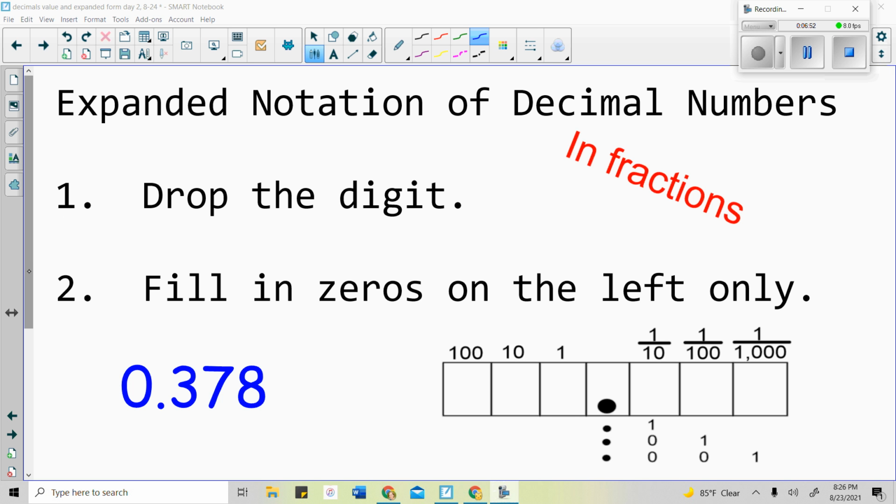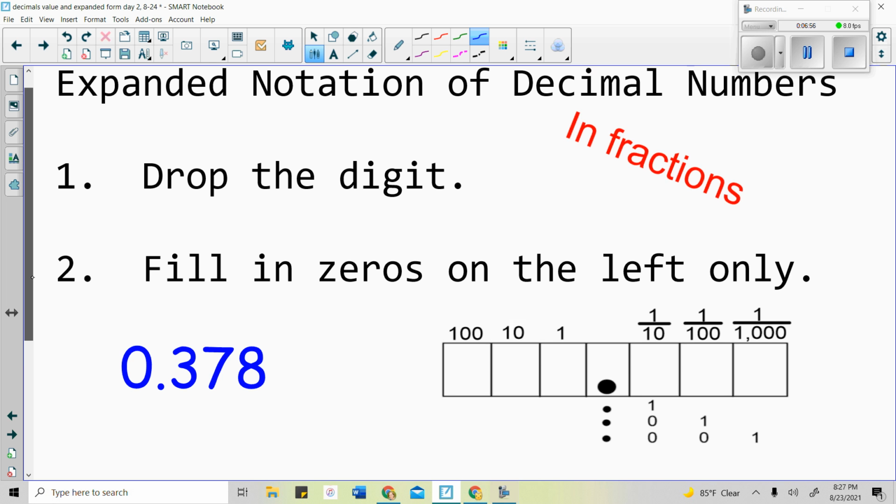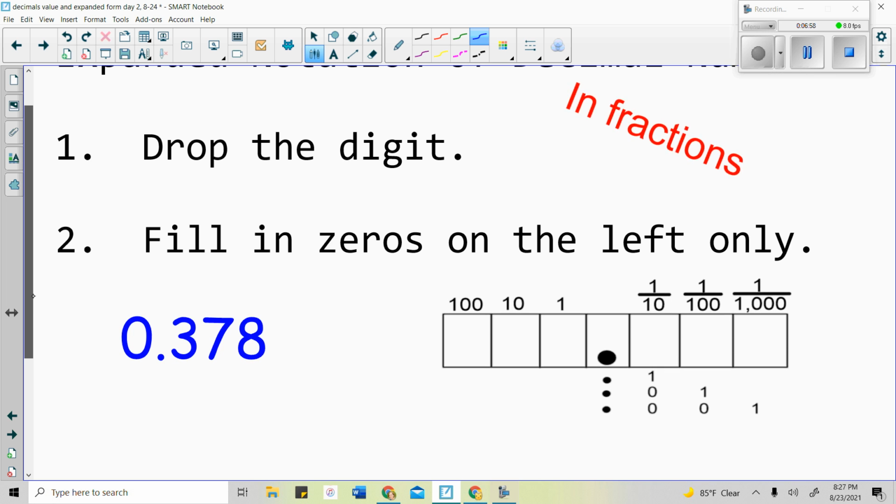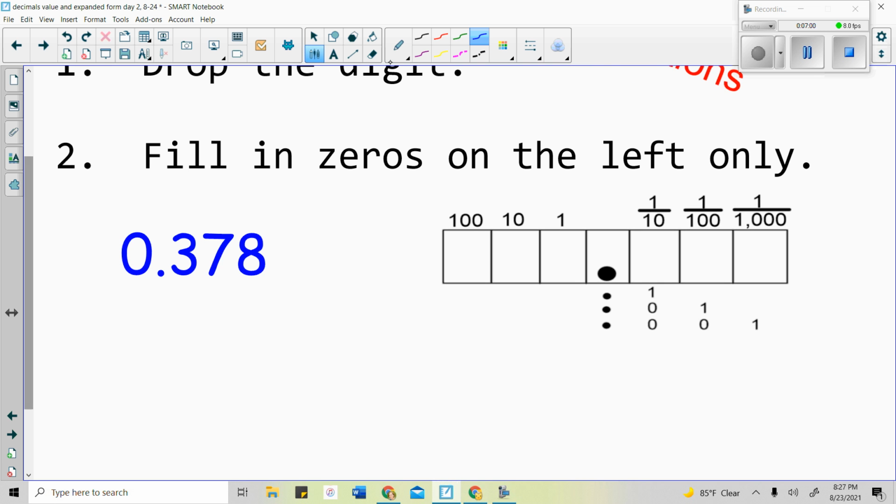So expanded notation, you are giving the value of every single digit. So we're going to start by doing it in fraction form. So I'm going to fill my number into my chart. Now, I don't need to give you the value of a 0 because it has no value. So I'm going to start with the 3.